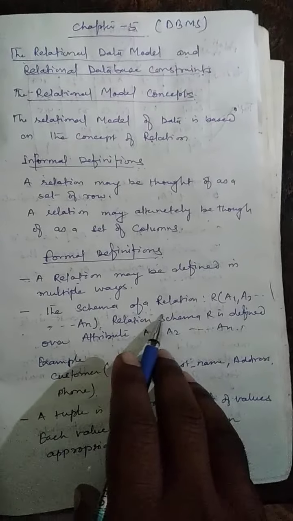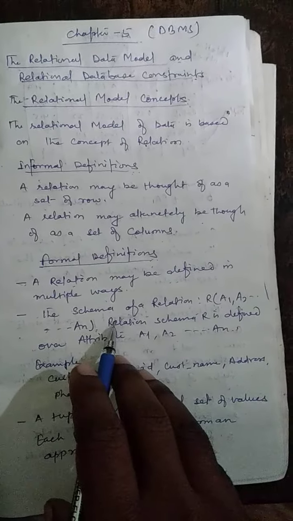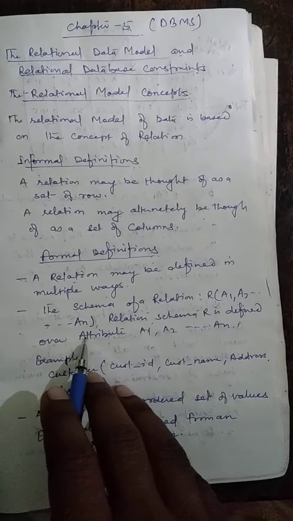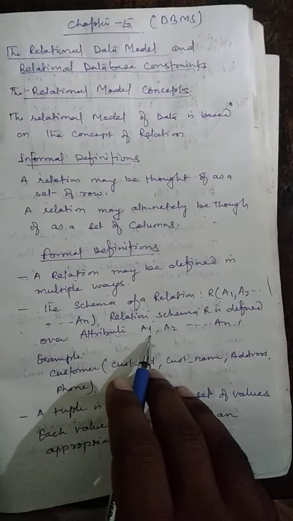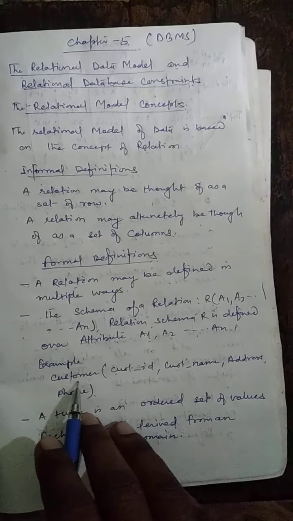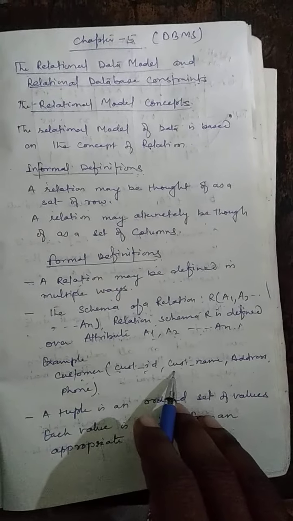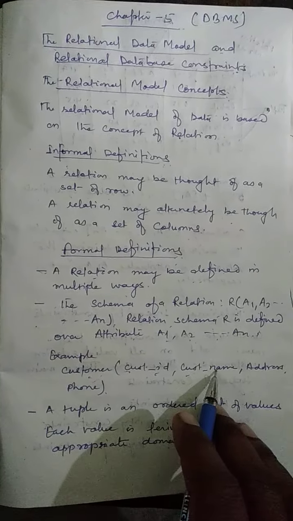The schema of relation R, A1, A2 and An. Relation schema R is defined over attributes A1, A2, An. Example: customer is an entity name and the attributes are customer ID, customer name, address, phone.